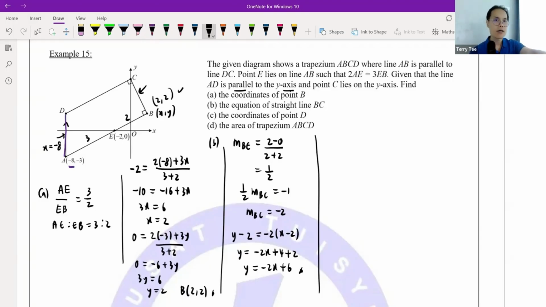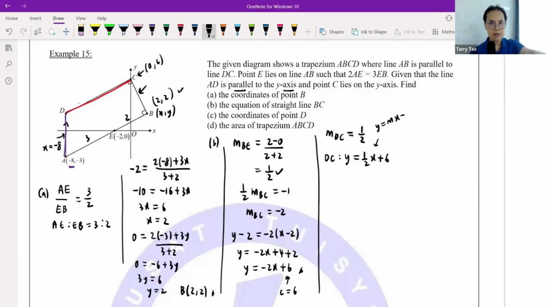But first, I need to find my equation of straight line DC. Now, we know DC has the same gradient as BE. So DC has gradient of half as well. Yeah, gradient is also half. And since it passes through point C, and I know my y-intercept, right, guys? What's your y-intercept? Your C is 6, right? Yeah, this is 0, 6, right? So equation of DC is y equals half x plus 6. I'm using y equals mx plus c. I hope you know your m gradient is half, your c y-intercept is 6.